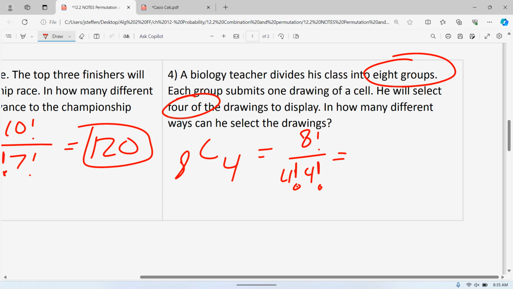That is 70. Before I move on, as long as you know how to set up the combination with the fraction and put it in your calculator, as long as you understand that, if you're still kind of hazy on when to use which way, again, the next thing I'm going to talk about is I'm going to do some examples.